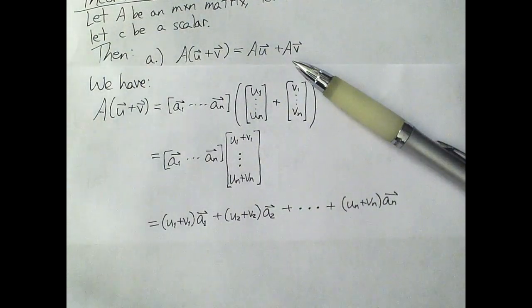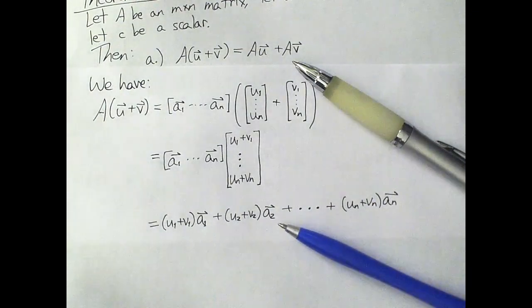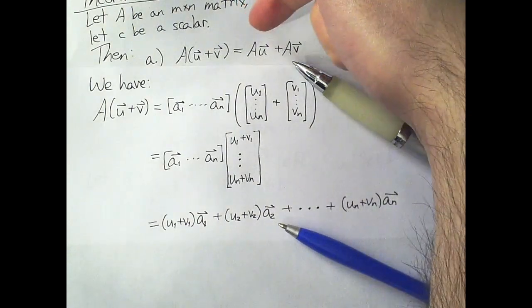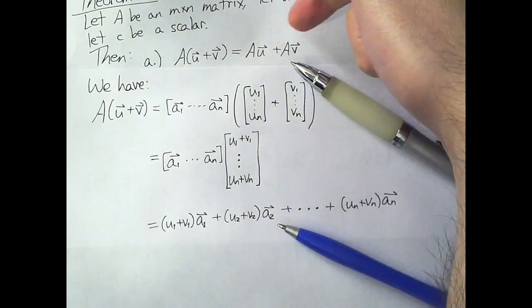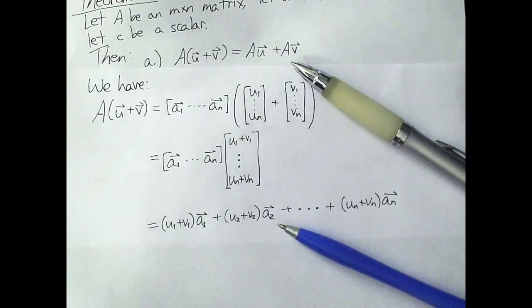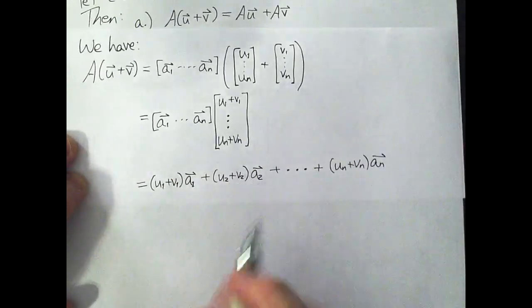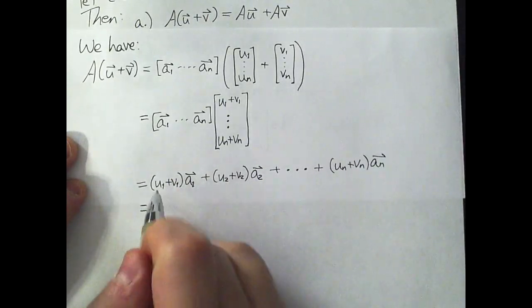From where we're at right now, can you see how we are going to get from where we are to what we're trying to show? What we're trying to show is A times a vector plus A times a vector. I think we can make this work. I think we can make this happen, right? Here's what I'm going to do. Let's distribute all these parentheses here.